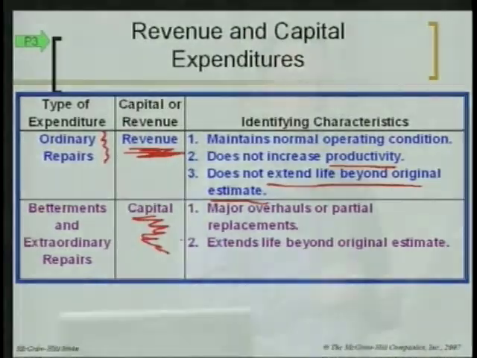Coming off the PowerPoints, this brings you to, and I don't know if your book talks about this, but kind of a real life sort of knowledge thing, most companies have what's called a capitalization policy. A capitalization policy is a policy that a company has in place, and if an expenditure is below that, they just expense it.